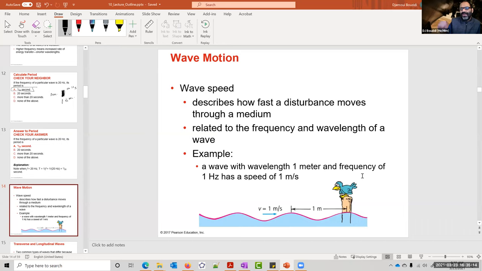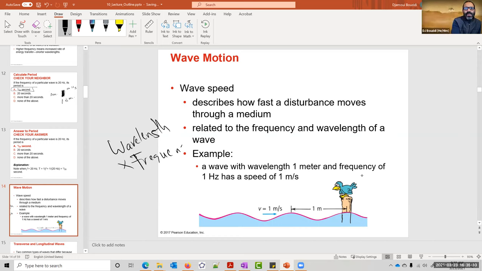Okay. So the wave speed describes how fast a disturbance travels from location to location, related to the frequency and the wavelength. As a matter of fact, it's the product of the two. So if you take the wavelength and you multiply it by the frequency, this is the speed of the wave. So if you really care to do mathematics, this is how you do this product.